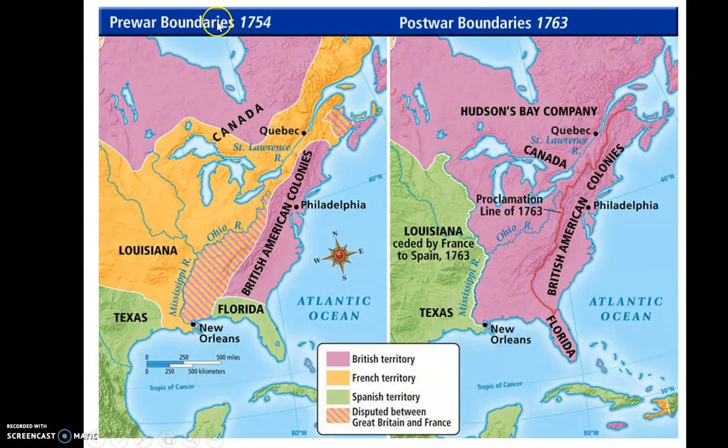These are the pre-war boundaries, 1754. So this was the land, this striped orange and pink section right here. This is the land that was being fought over between the British and the French. This is post-war boundaries. This is after the war. As you can see, the British gained control over that land. And this is the Proclamation Line of 1763.